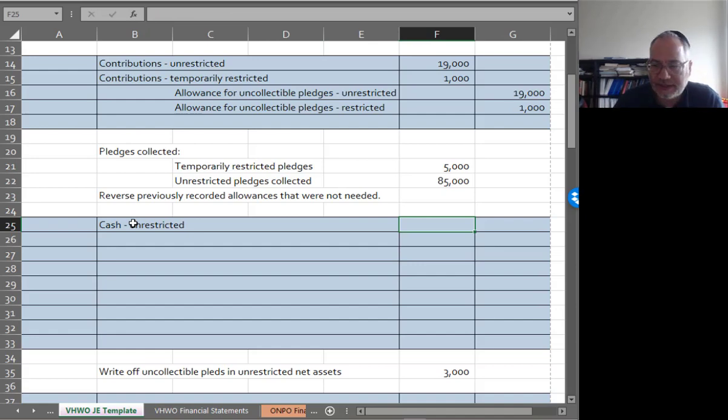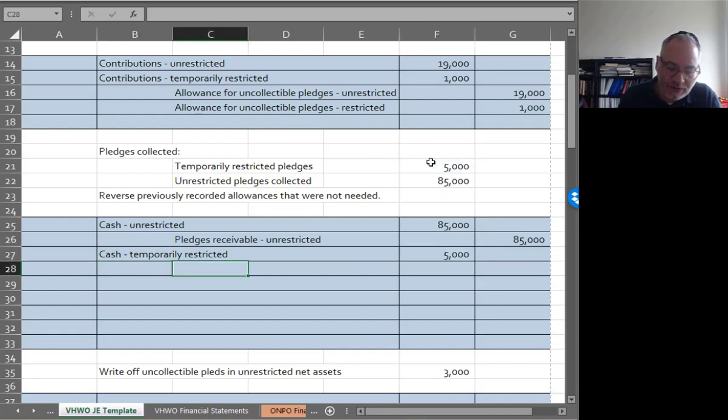So let's first collect the money. I'm going to debit cash unrestricted for $85,000 and then credit for that. I'm doing this a little differently from the book. I hope you don't mind, but how the book does this doesn't completely make sense. Pledges receivable of $85,000. We have the temporary restricted pledges. So I'm going to debit cash temporarily restricted of $5,000. And there's a specific requirement in these that we cannot spend them for a period of time.